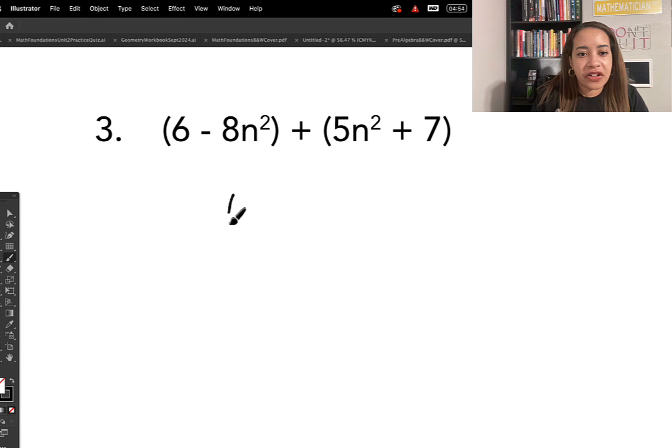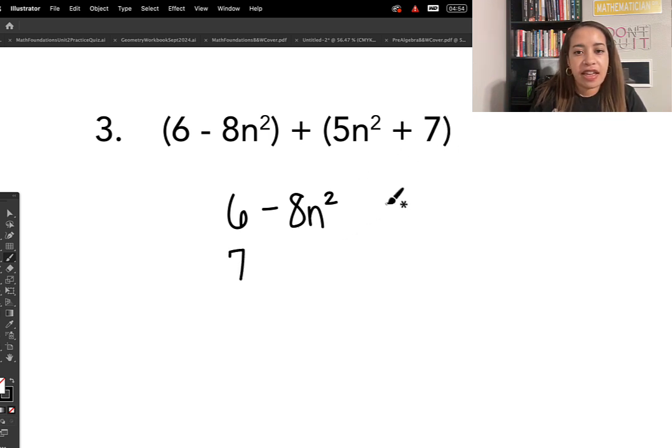I'm copying down my first polynomial, 6 minus 8n squared. And then I'm going to stack up the pieces that look alike. I see a positive 7, so that's going to match with my 6. Next, I see a positive 5n squared. That matches with my negative 8n squared. They have the same variable and they have the same exponent, so those are like terms. I'm going to write plus 5n squared since our 5n squared was positive.